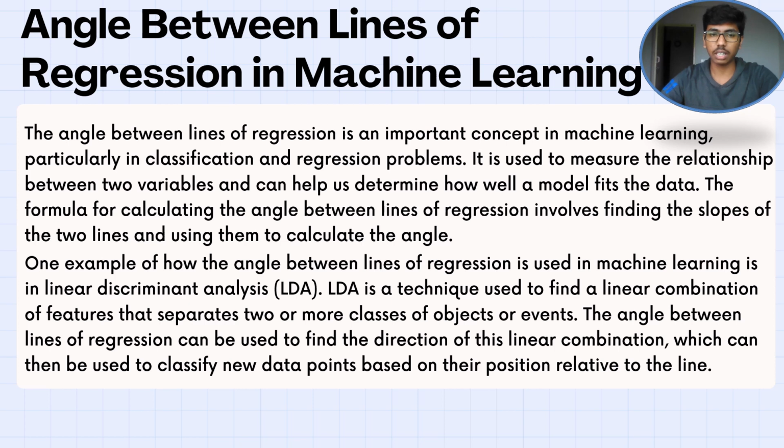One example of how the angle between lines of regression is used in machine learning is linear discriminant analysis. LDA is a technique used to find a linear combination of features that separates two or more classes of objects or events. The angle between lines of regression can be used to find the direction of this linear combination. It can be used to classify new data points based on their position relative to it.